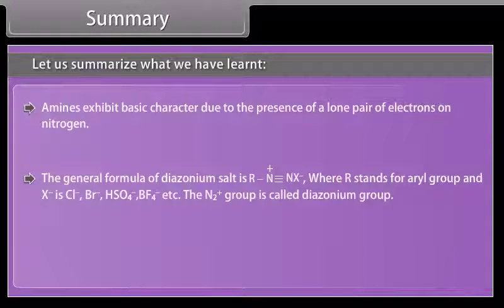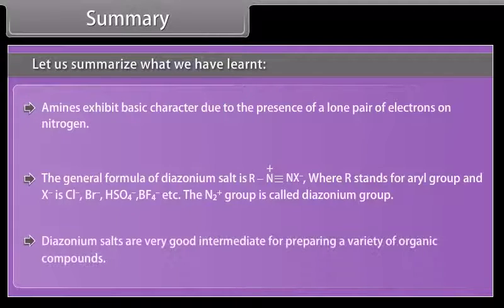The general formula of diazonium salt is RN2+ X-, where R stands for aryl group and X- is chloride ion, bromide ion, hydrogen sulfate ion, tetrafluoroborate ion. The N2+ group is called diazonium group. Diazonium salts are very good intermediates for preparing a variety of organic compounds.